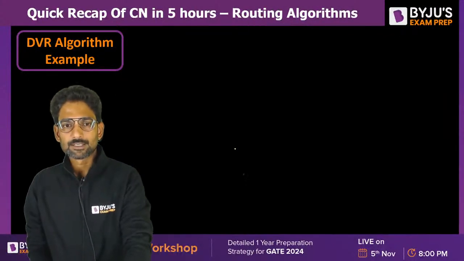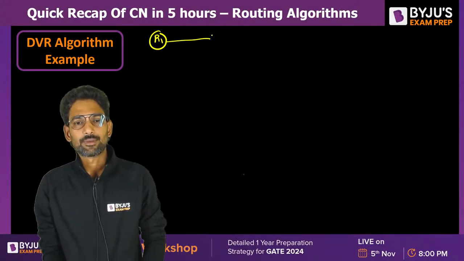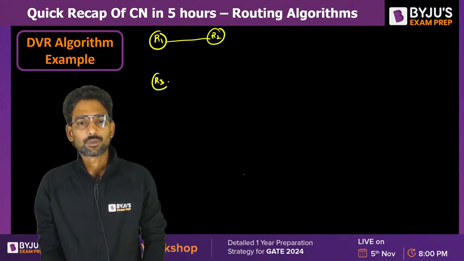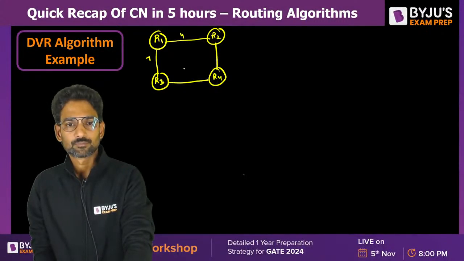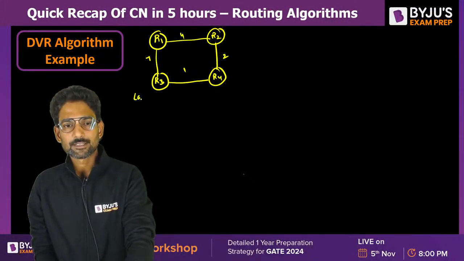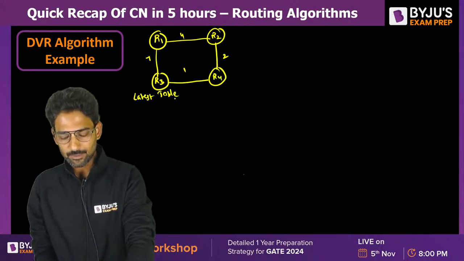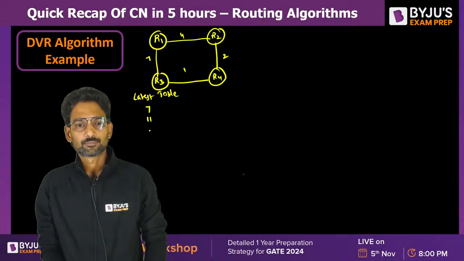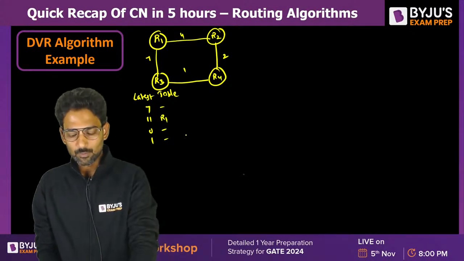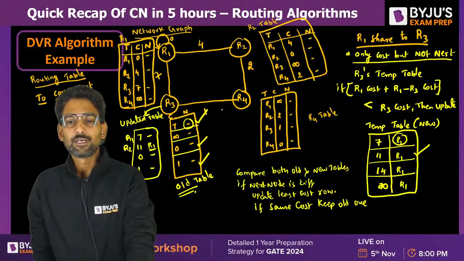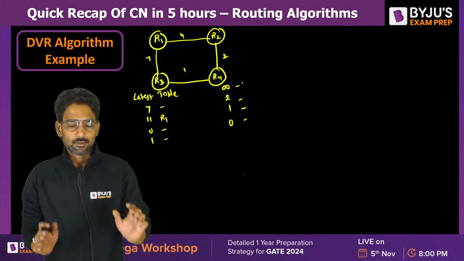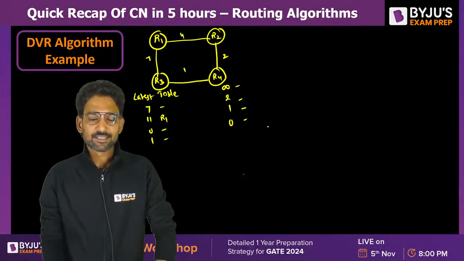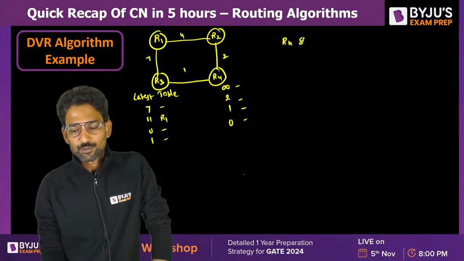Now, let us extend it. So I am having R3, R1, R2, R3, R4. Just let me copy 7, 4, 1, 2. Now what is R3's latest table? Only R3's latest table I am writing. 7, 11, 0, 1. And what is the R4 table? Infinity, 2, 1, 0. So, R1 shared to R3.